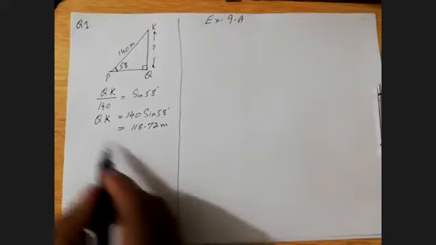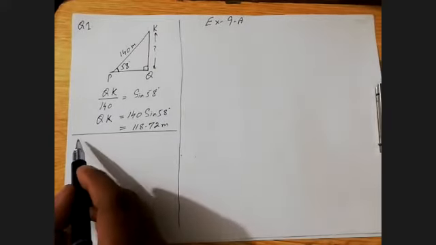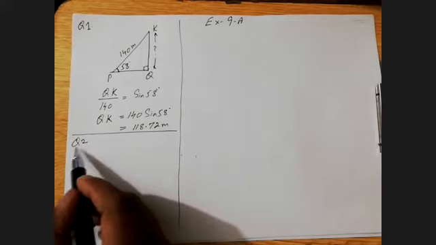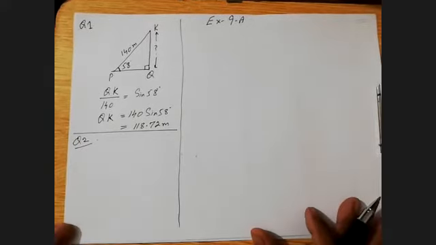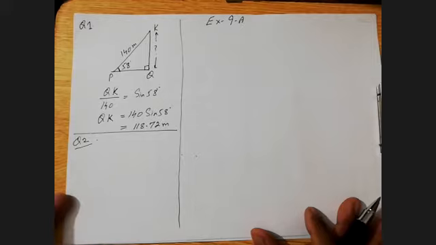Now, let us do question number 2. In question number 2, two buildings on the level ground are 120 meters and 85 meters tall, respectively. Given that the angle of elevation of the top of the taller building from the top of the shorter building is 33.9 degree, find the distance between the two buildings.